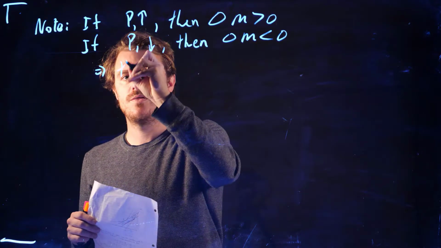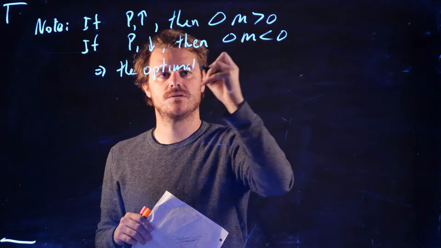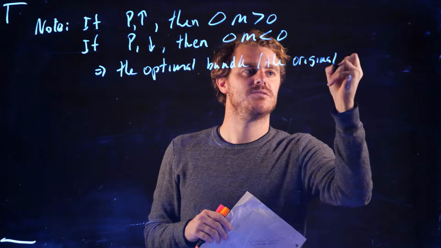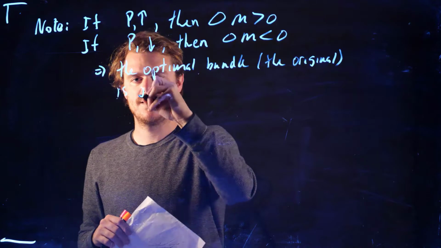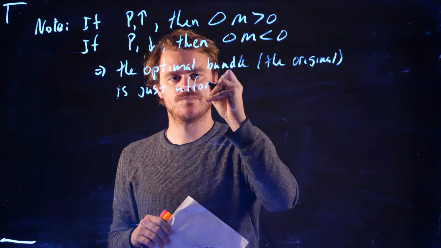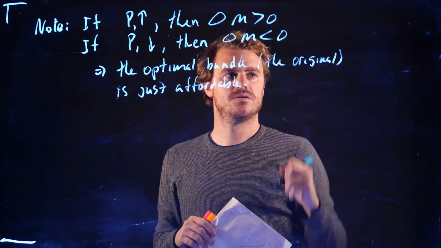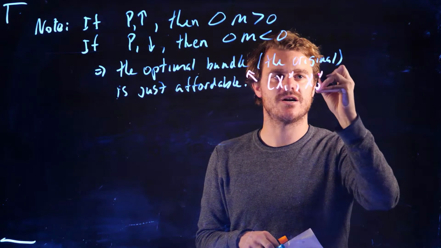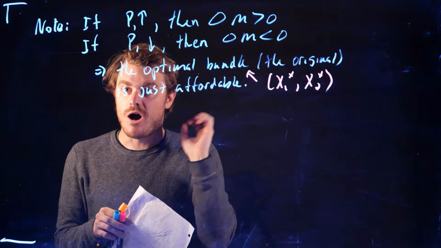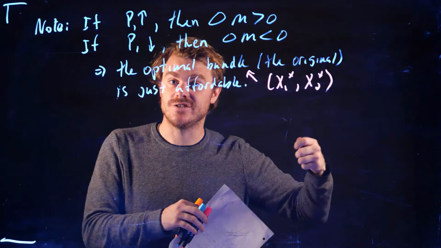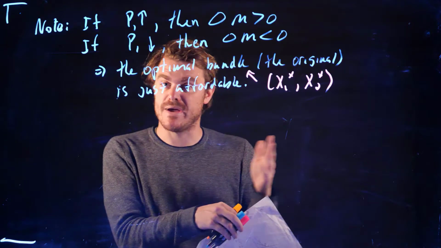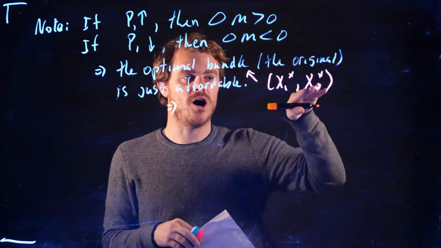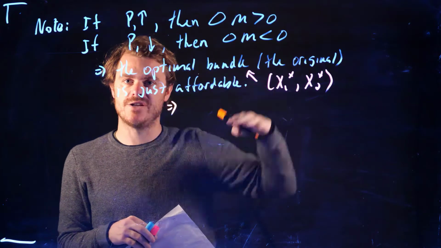So the original optimal bundle is just affordable. When I say the optimal bundle, I'm talking about X1 star, X2 star. But it's not usually optimal. So we're usually going to change. I mean, we're going to see a couple of cases where we might not change our decision about how much to buy of each good. But we're usually going to think that we're going to change our optimal bundle when we have a price change and an income change.